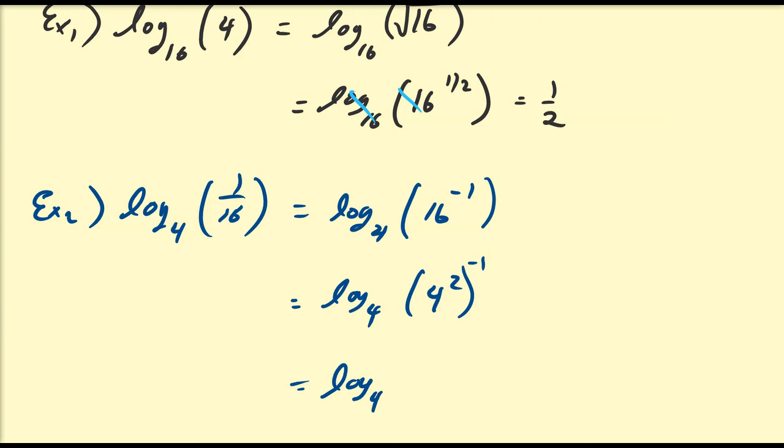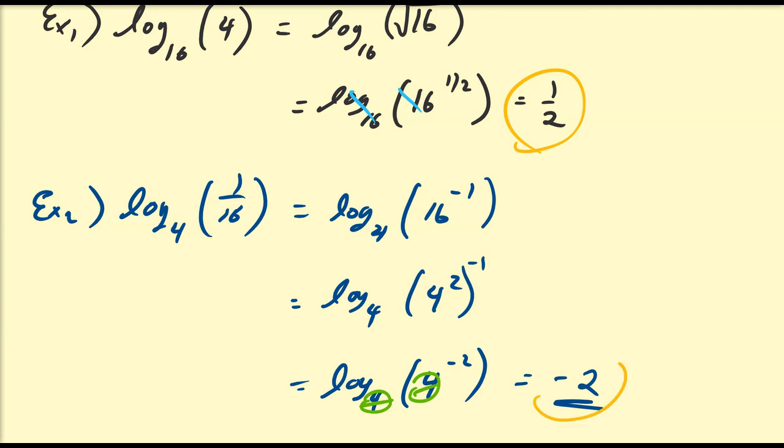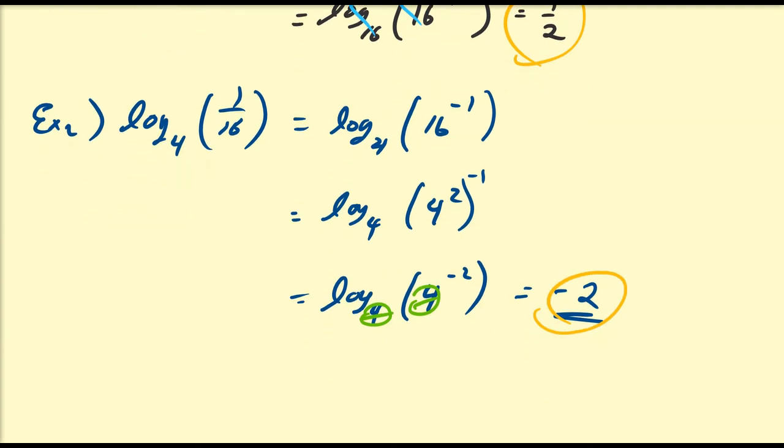So we have log base 4 of 4 to the minus 2. So that means 4 to the minus 2 is the same as 1 over 16. We have our base of the logarithm and base of the exponential the same, so they cancel, just leaving us with the exponent, minus 2. And let's do another example. So example 3.